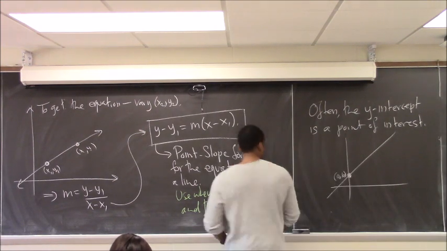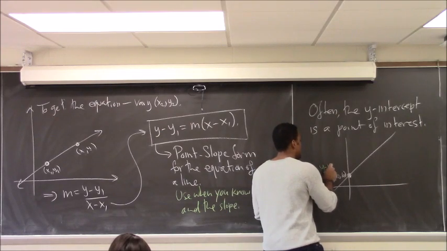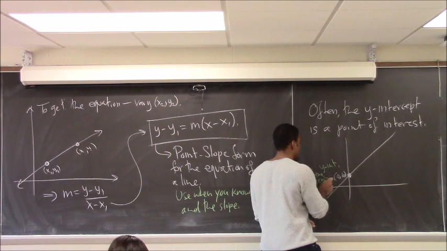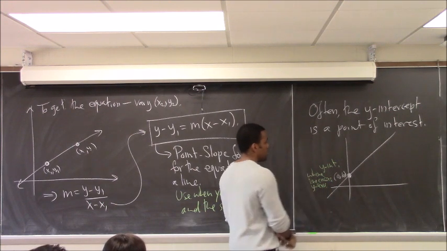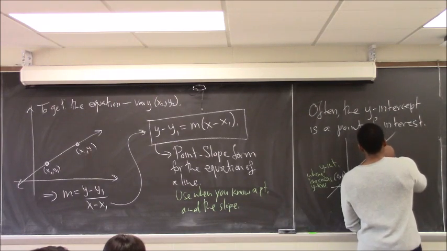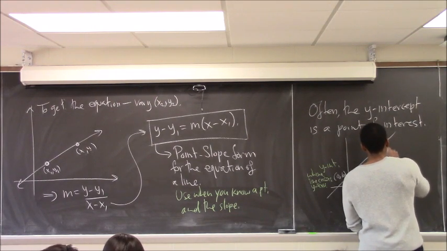This is called the y-intercept, where the line crosses the y-axis. Give that point a name, call it 0, b. And of course, over here, I still have my x, y.